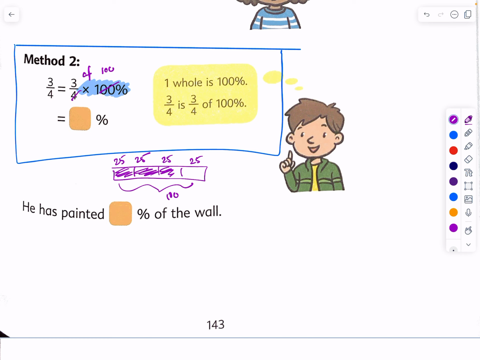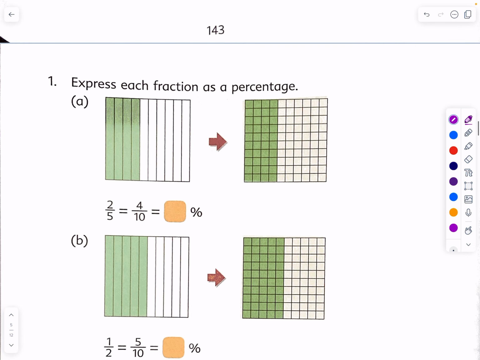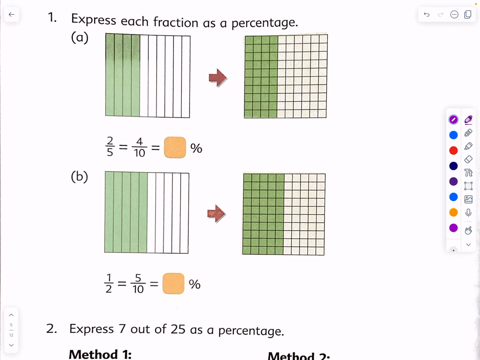So we can go like this. This turns into 100 divided by 4 is 25. 3 times 25 is 75. We can use multiplication of 100 or other quantities. So it's the same as 75%. Let's practice converting fractions to percentages.